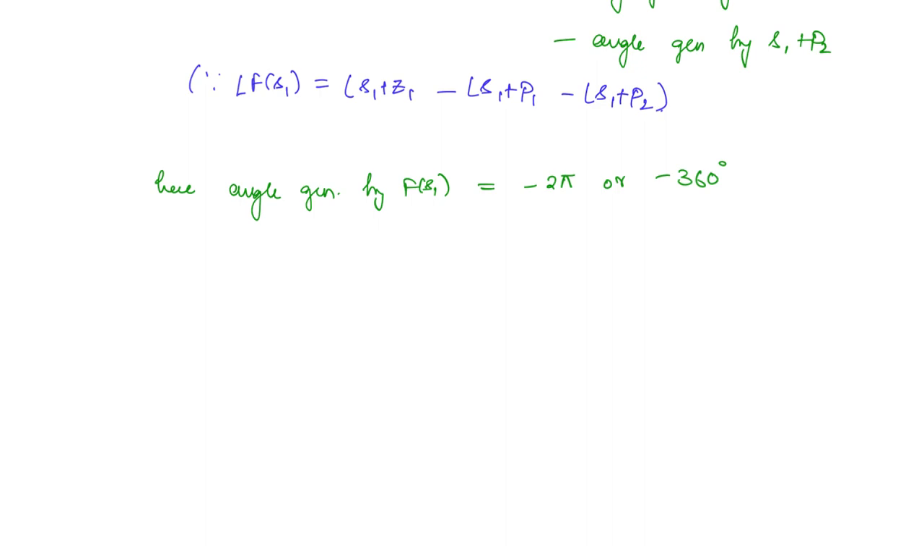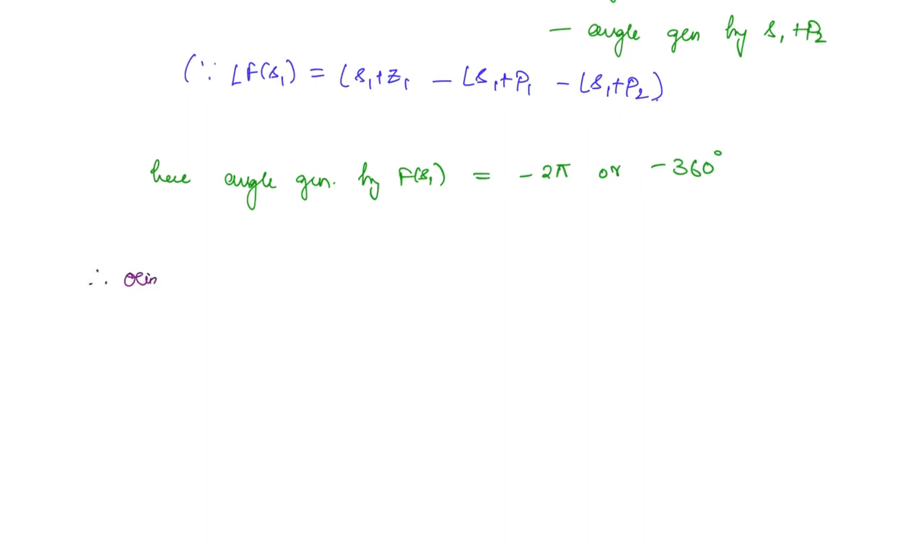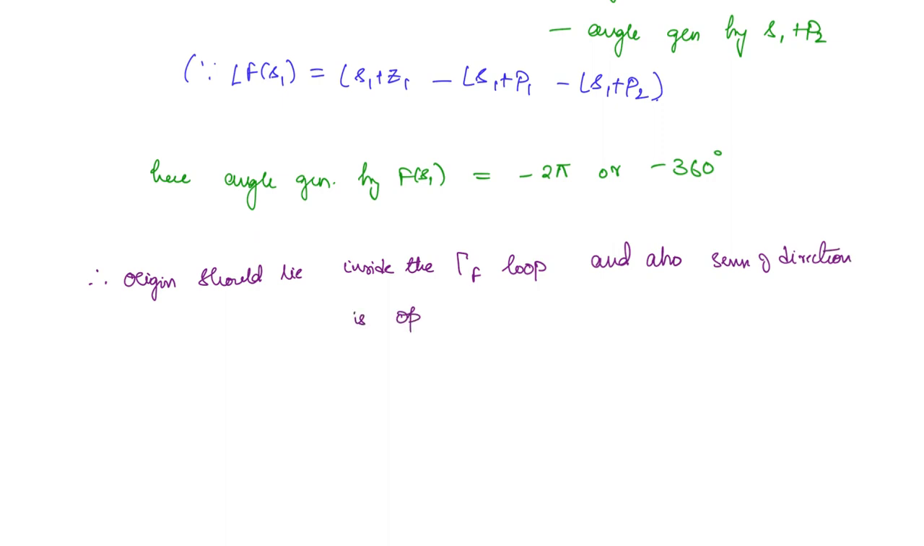So the final point you can write here, therefore the origin should lie inside the gamma f loop, and also the sense of direction is opposite to that of gamma s. This is because of the negative angle, and you are getting a negative angle because it is a pole.